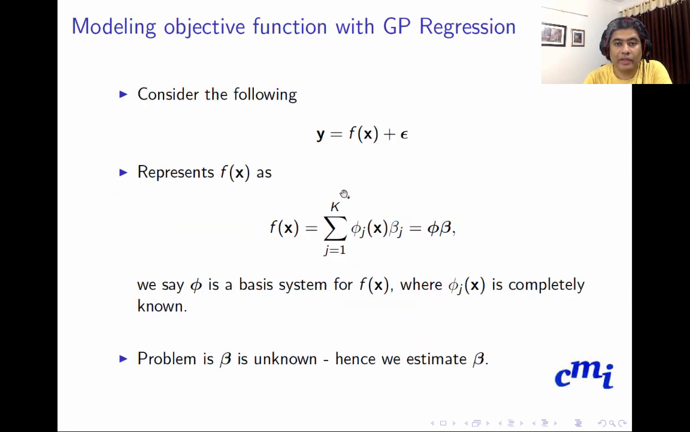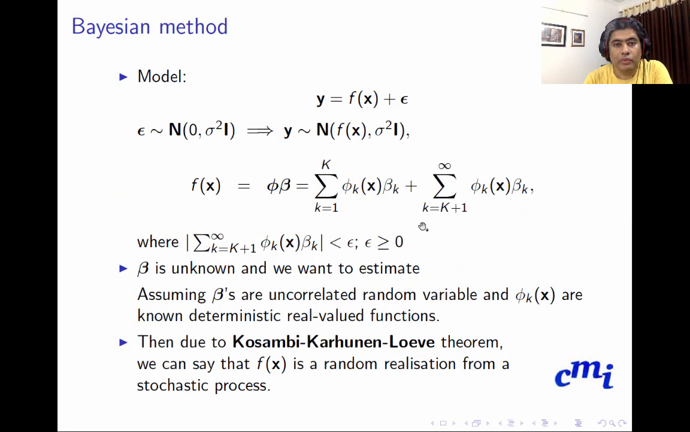If you go back, that is what we have written: j equal to 1 to capital K, phi j x beta j. That is our phi of beta. So we can write it up to this. Then what we have done, we have added a new component which runs from k plus 1 to infinity, phi k x beta k, where the sum of this part is less than epsilon.